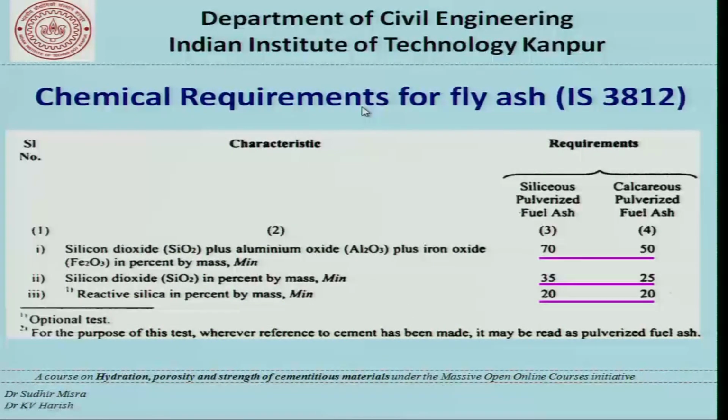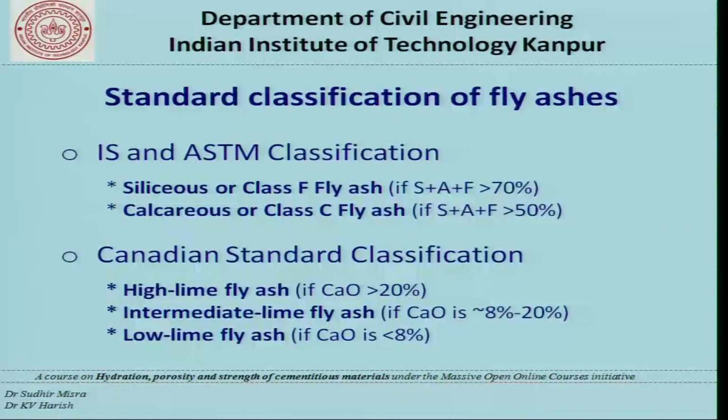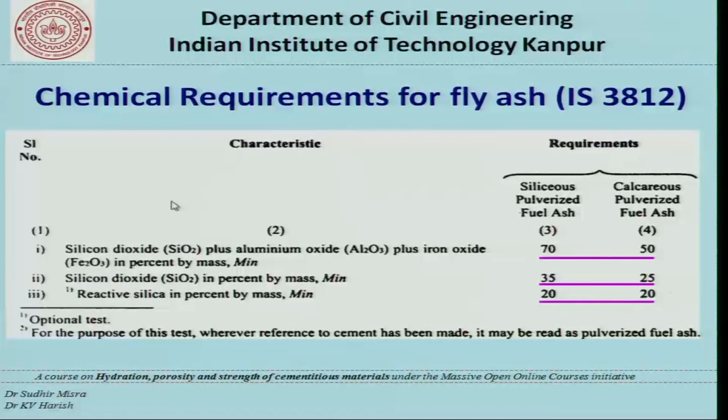Now let us see what is specified in Indian standards. As we have already seen, Indian standard classifies into siliceous fly ash and calcareous fly ash, and primarily this is based on S plus A plus F greater than 70% and greater than 50%. In addition to this, Indian standard also provides more limits, which is shown in this figure, and this comes under chemical requirements for fly ash. This is as per IS 3812.